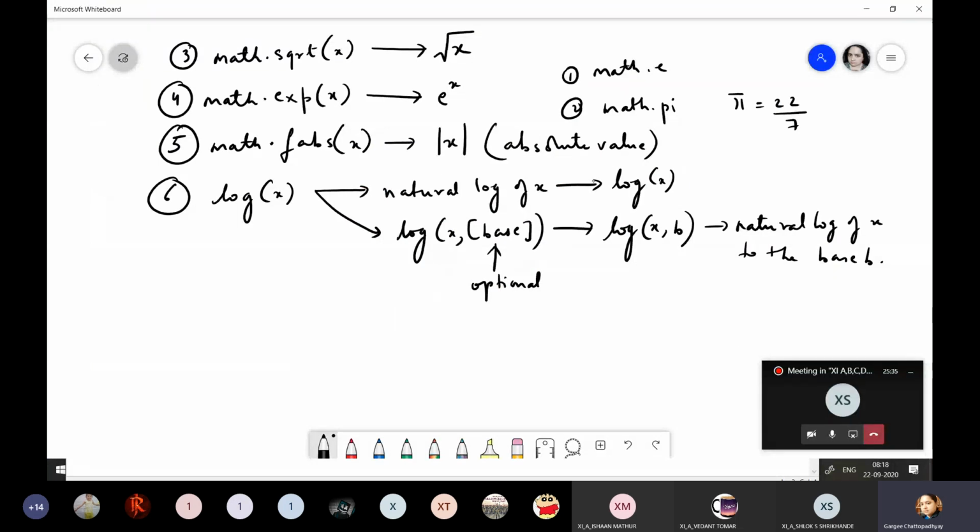Yes, so we were talking about log. If you give only one argument, that is x, it will return the natural logarithm of x. That's it. And if you give another argument along with x, it will return the natural logarithm of x to the base b. Now there is one thing, if x is a negative number, then you will get a domain error. And if x is 0, you will get a range error.